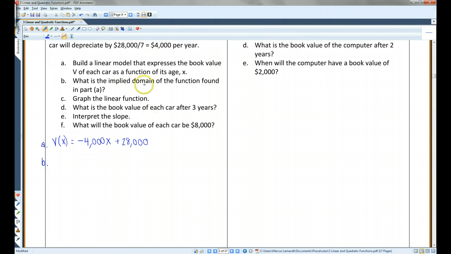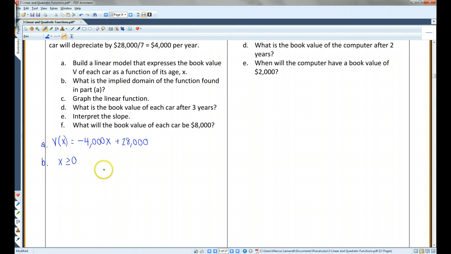What is the implied domain of the function found in part A? Because x represents the age of the car, x has to be greater than or equal to 0. You can't have negative years. So I'm going to write that down. X, we know, has to be greater than or equal to 0.